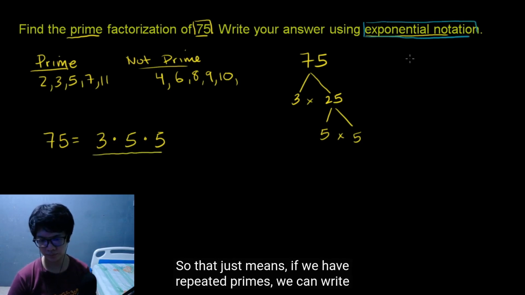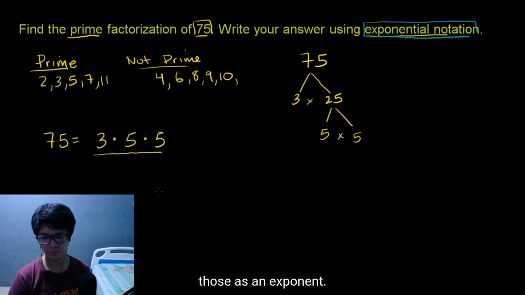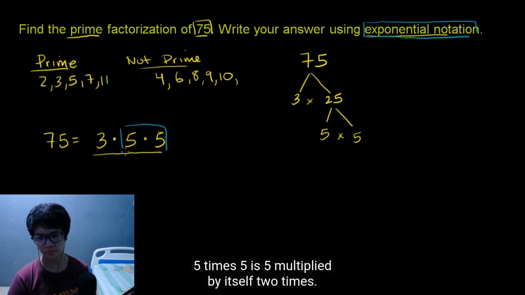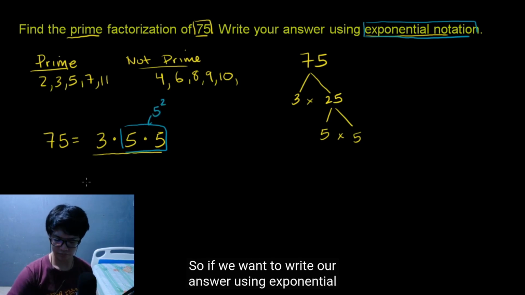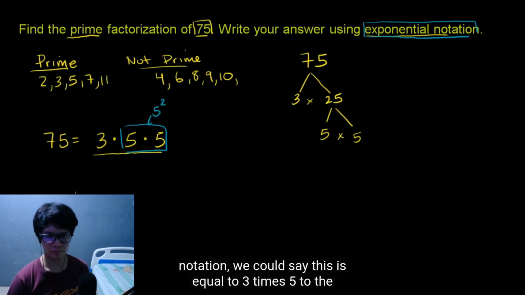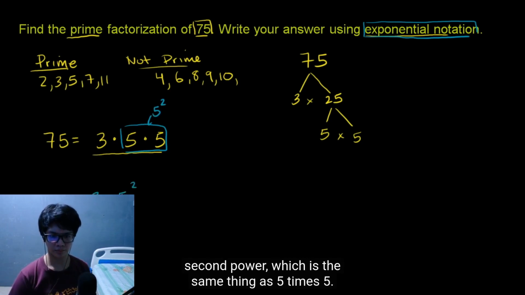So that just means if we have repeated primes, we can write those as an exponent. So what is 5 times 5? 5 times 5 is 5 multiplied by itself 2 times. This is the same thing as 5 to the second power. So if we want to write our answer using exponential notation, we could say this is equal to 3 times 5 to the second power, which is the same thing as 5 times 5.